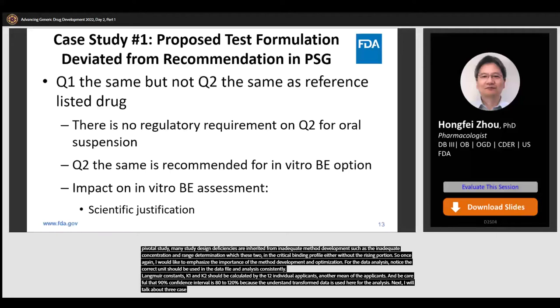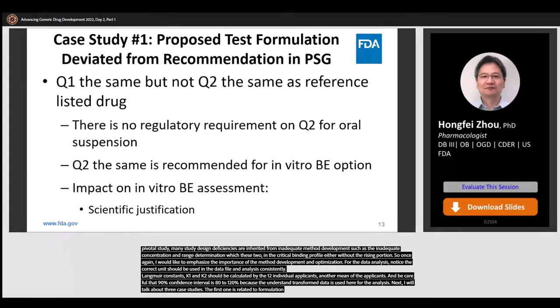Case study number one is a sucralfate suspension submission. The agency recommends Q1, Q2 the same for the in vitro option, but the proposed test formulation deviated from the recommendations in the PSG. It is Q1 the same, but not Q2 the same as the RLD. So you may wonder, oh my, will this work? Keep in mind that there is no regulatory requirement on Q2 for oral suspension, and the PSG is a non-binding recommendation.